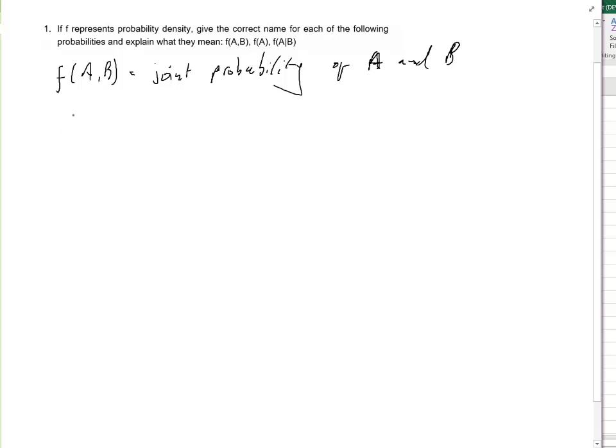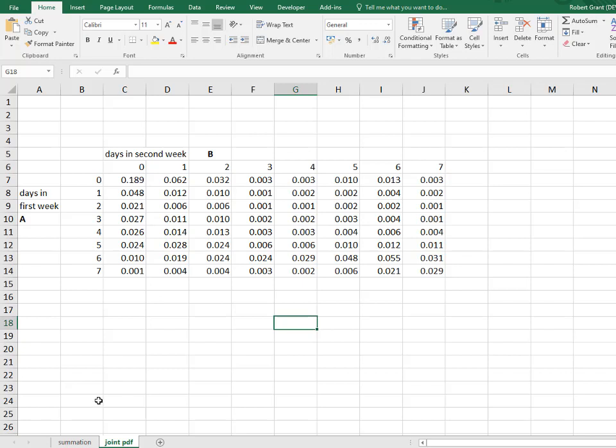Okay, what about F of A? Now, F of A is a slightly weird one. It's just considering, what's the chance that someone gets this many days in the first week? Not worried about the second week at all. This has got the rather odd name, the marginal probability. And it's a slightly confusing name because it's literally to do with the old-fashioned term of marginal. Because if I wanted to work out what's the chance that somebody got 0 days in the first week, what I'd do here is I'd have to add those up.